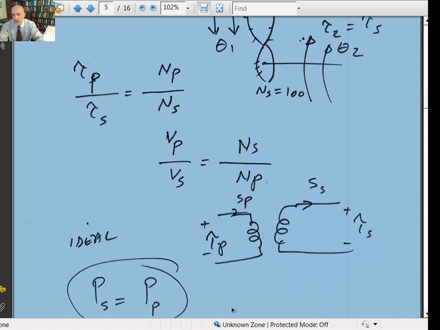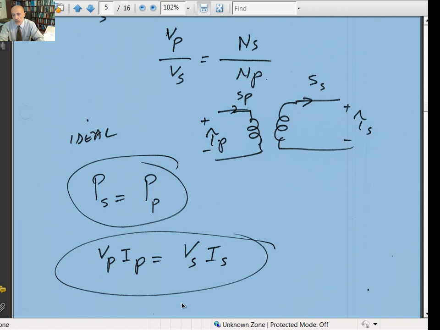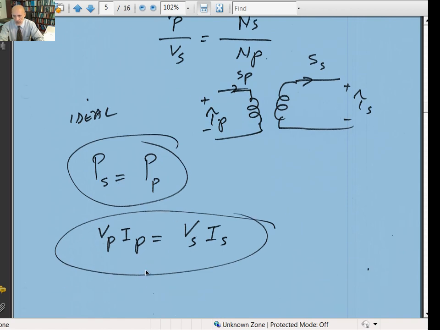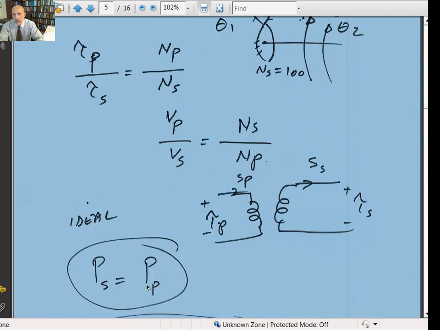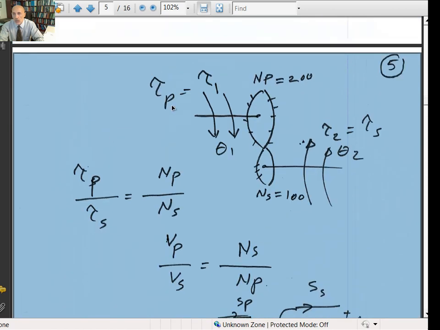But ideally, the power that you're putting in the primary is equal to the power you're getting out in the secondary. But what is mechanical power? Well, electrical power is V sub P times I sub P. Mechanical power is actually equal to torque times the speed. We talked about this: the mechanical power is equal to torque times omega sub m, which is angular speed.